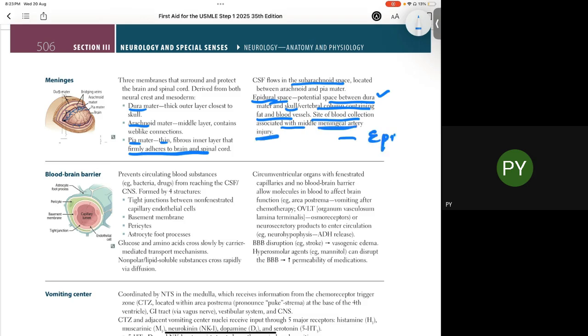Whenever you have epidural hematoma, it's one of your UWorld MCQs. Which artery is going to be damaged, leading to this hematoma? That is the middle meningeal artery. Middle meningeal artery, right?